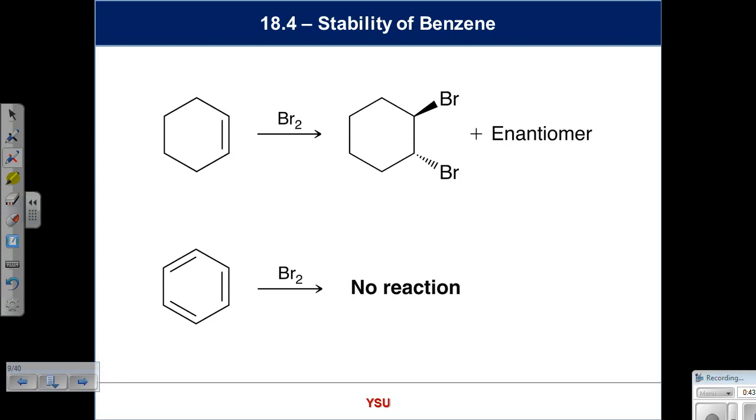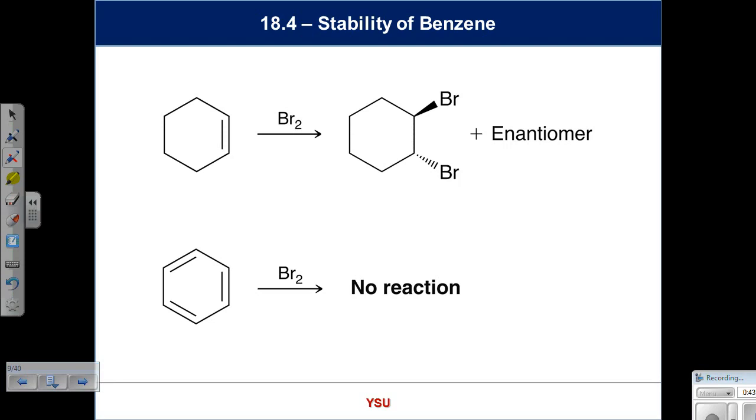What color is bromine? It's deep orange. It's a deep orange color. And if you have an alkene present and you put a drop of bromine in there, initially the solution is orange. What happens to it over time if the alkene is present?